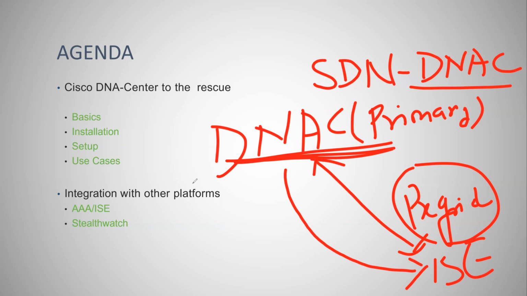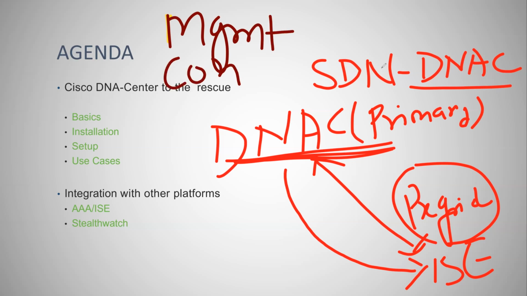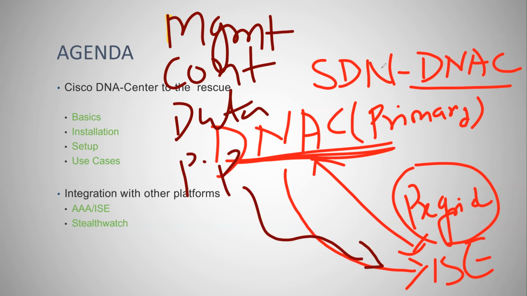But as you mentioned, there are different types of control, management and other planes. Let me change the color. We have the management plane, control plane, data plane, and I have added one more, that is the policy plane. So the policy plane is nothing but the ICE.